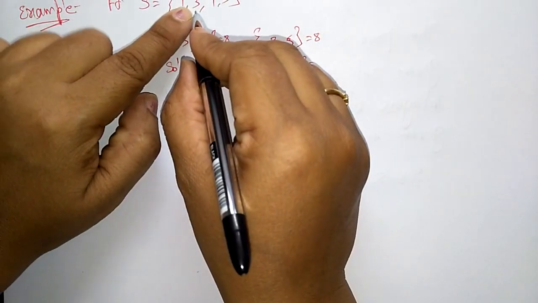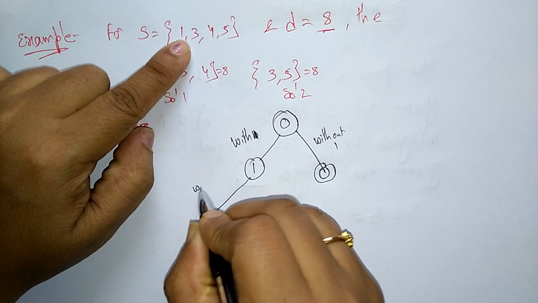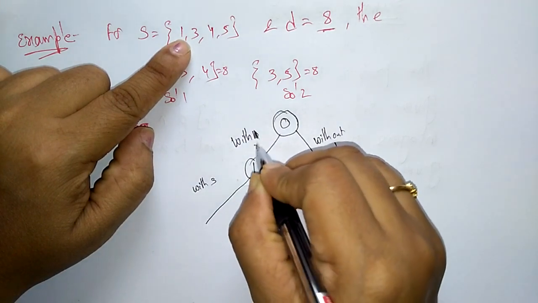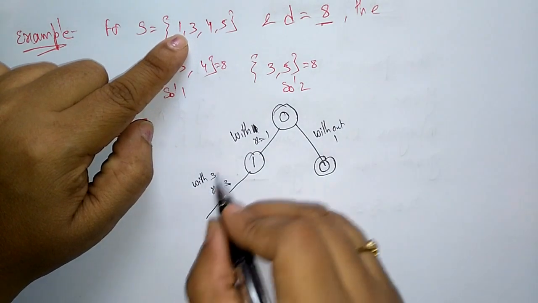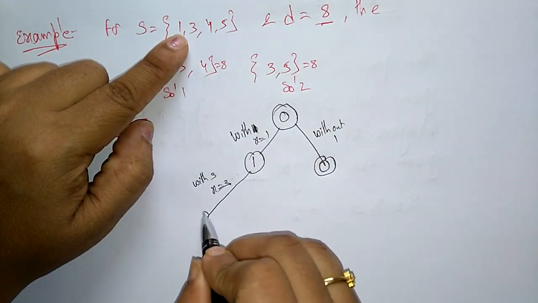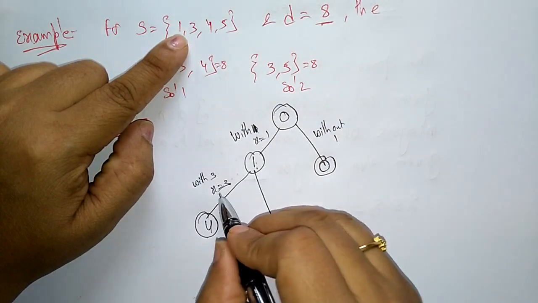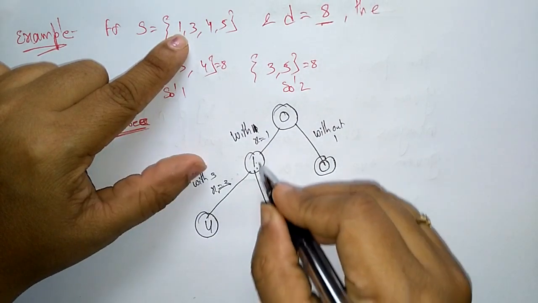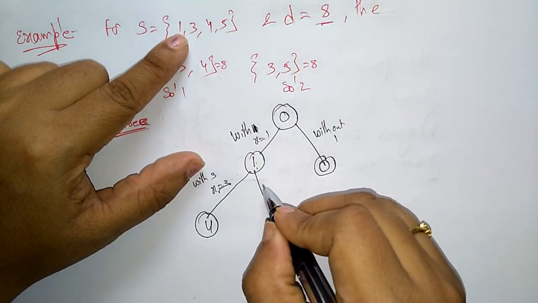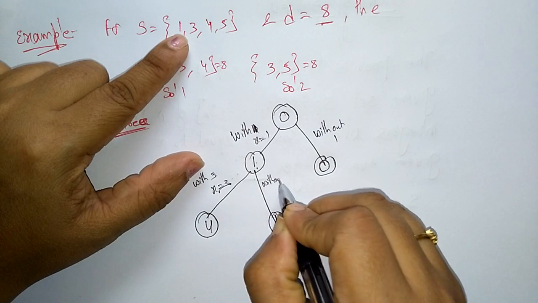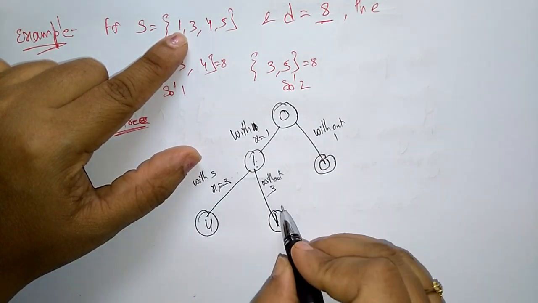Now the next element is 3. So what is the solution with 3? Here x is equal to 1, x is equal to 3. So with the 3 plus 1 you will get 4. The subsets for this one are with 3 and without 3. Without 3 means just copy 1. That is, x is equal to 3, x is not equal to 3.